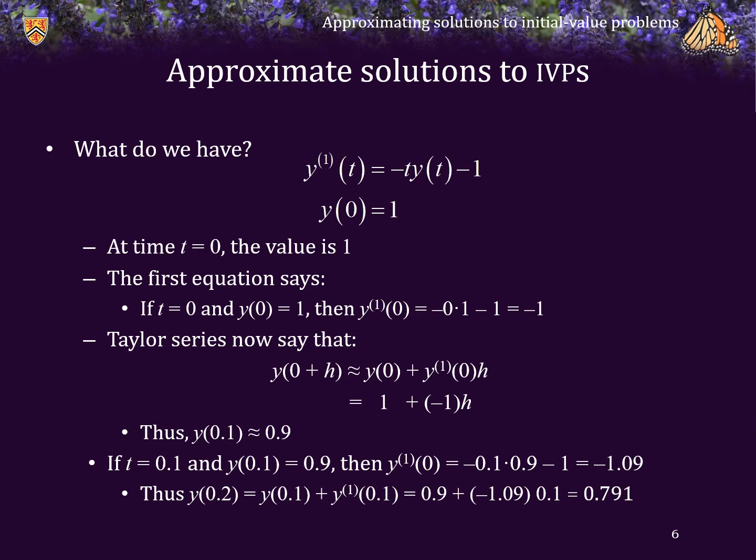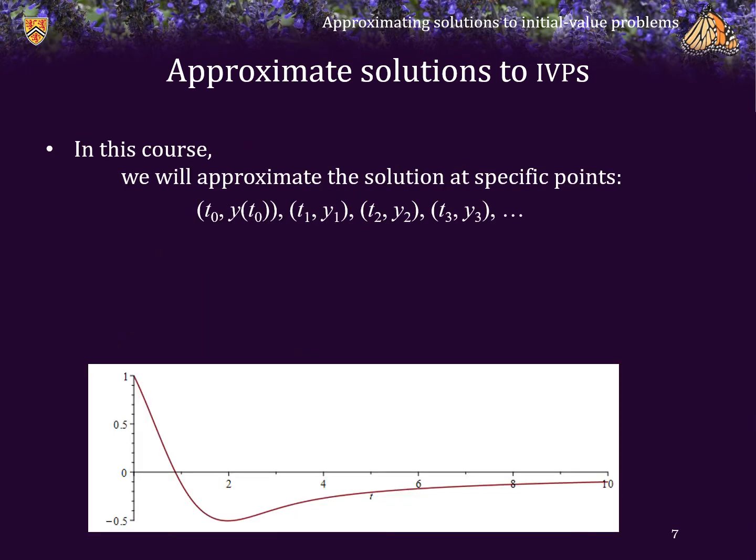All right, and then we can do that for time t equals 0.3, and then 0.4, and then 0.5, and so on and so forth. So in this course, we will approximate the solution at specific points, t0, t1, t2, t3, where each t value is greater than the previous.